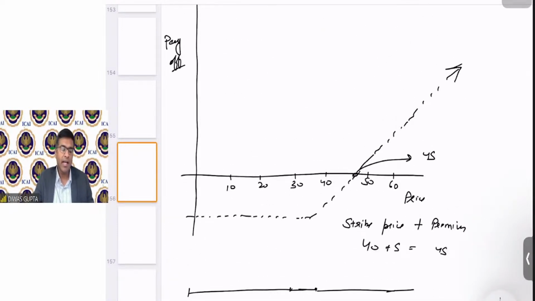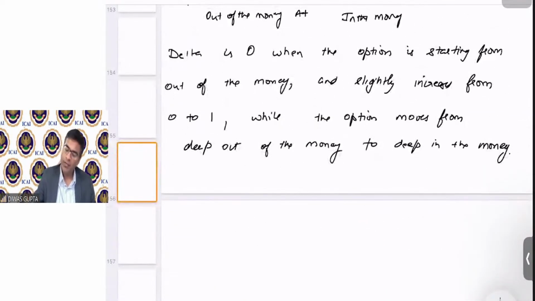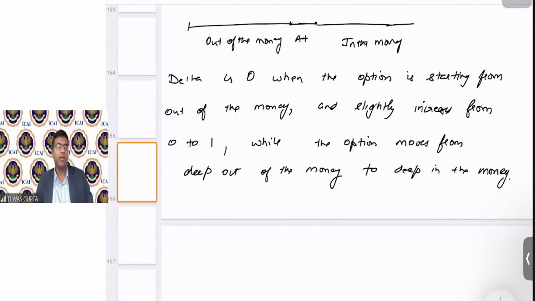So basically, see delta. There is one more way to say. Okay, you all just mention this, then I will just tell you. So this we have just now proved with the previous example also, students, right? Where we have been moving from out of the money to at the money to in the money, and hence the delta was also seen increasing.